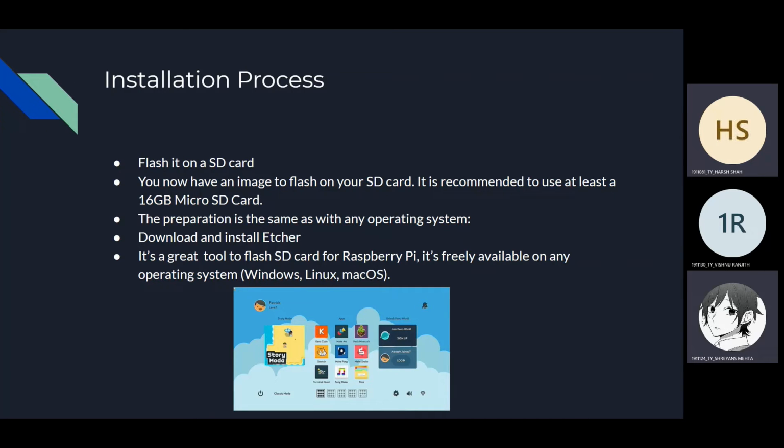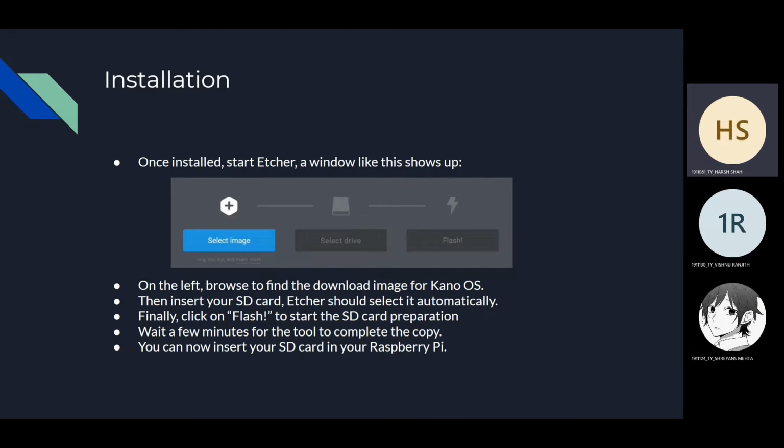So the preparation is the same as with any operating system. You'll need a tool for this named Etcher. It's a great tool to flash SD cards for Raspberry Pi and it's freely available on any operating system, Windows, Linux, Mac, anything. So now my friend Vishnu will continue from here.